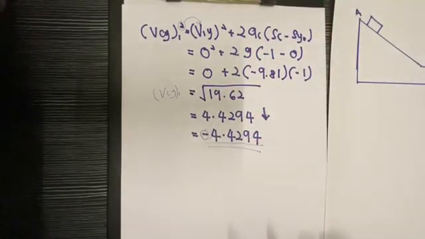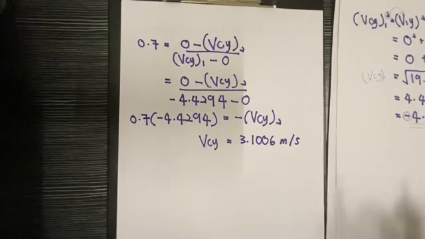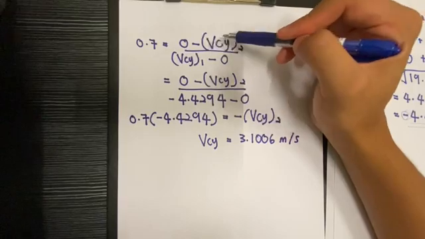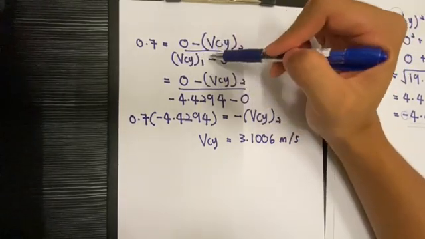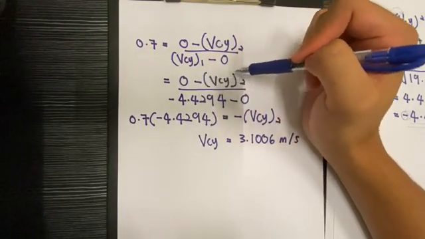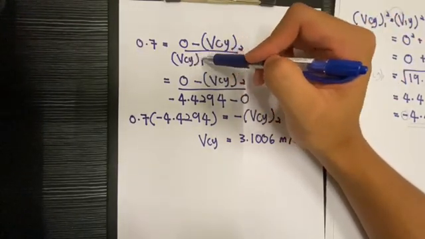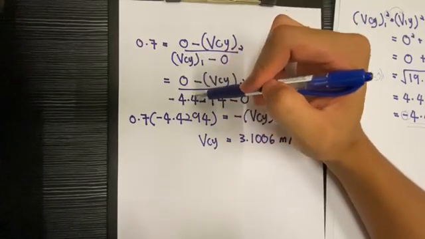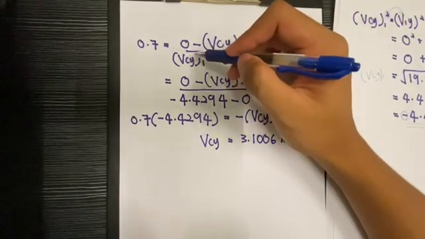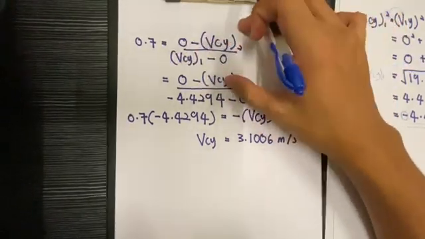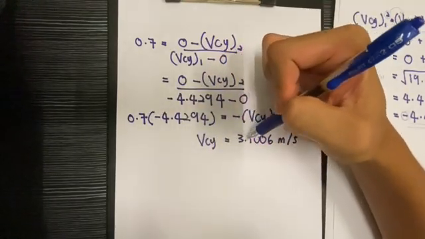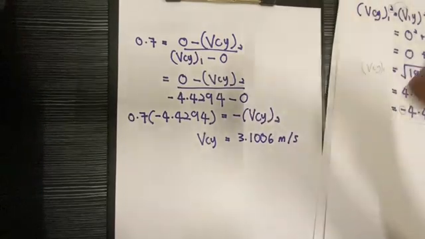After that, we substitute back into the coefficient formula: 0.7 equals 0 minus VCY2 divided by VCY1 minus 0. So equals 0 minus VCY2 over VCY1, we get negative 4.4294 minus 0. So we can calculate, and we get VCY2 equal to 3.1006 meters per second.